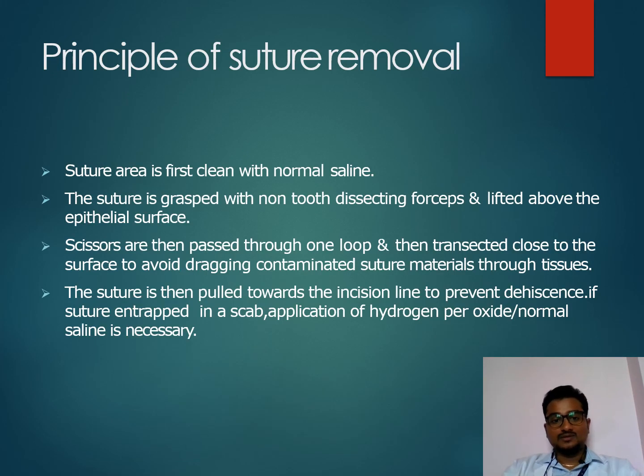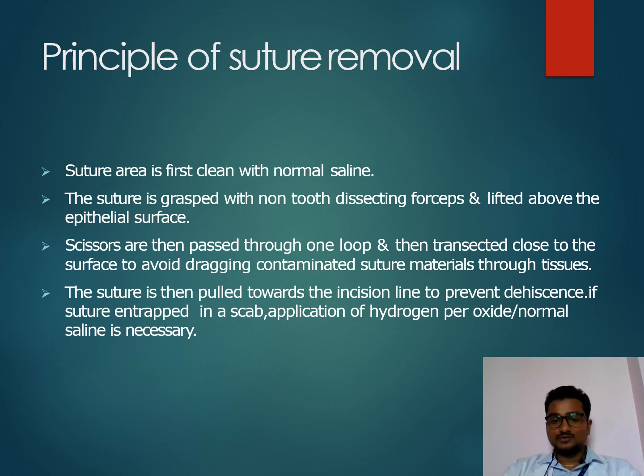Principle of suture removal. The suture area is first cleaned with normal saline. The suture is grasped with non-toothed forceps and lifted above the epithelial surface. The scissors are then passed through the loop and the suture is transected close to the surface, avoiding dragging contaminated suture material through the tissues.